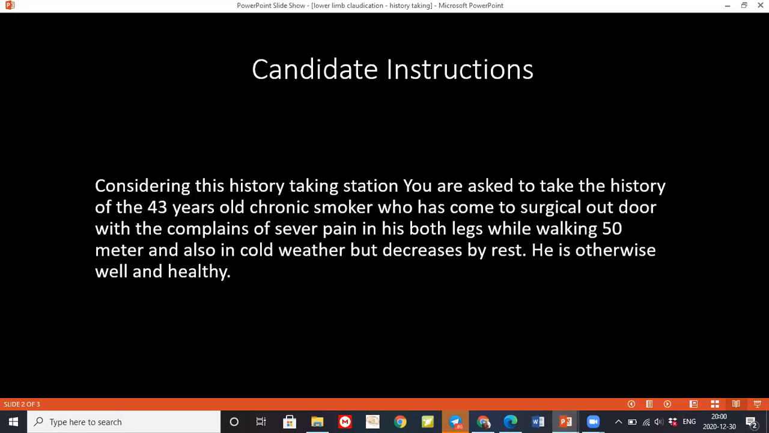Does the patient have any history of back pain? No, I didn't ask that as well. Yes, you can ask that now. One minute is left. Do you have any back pain? No.